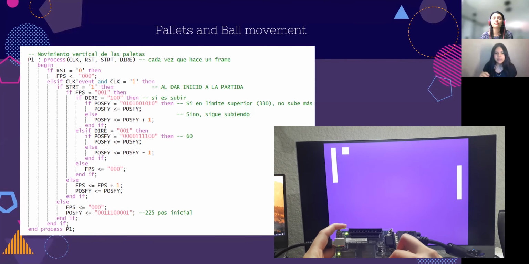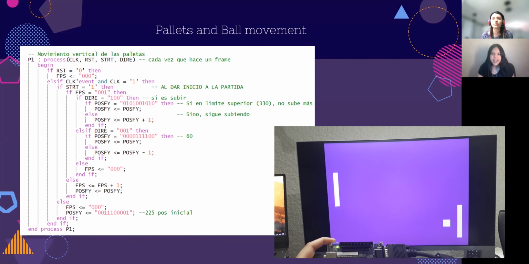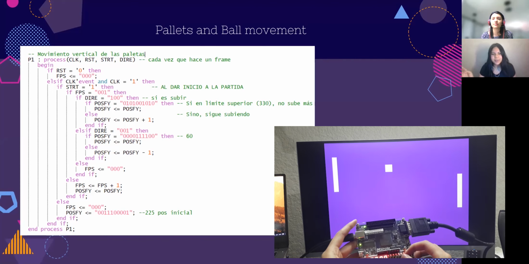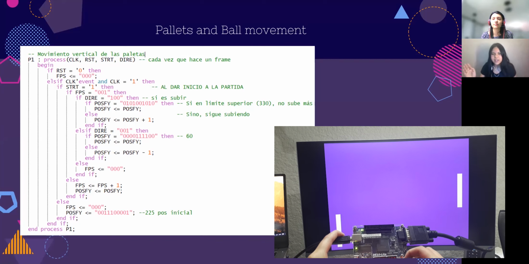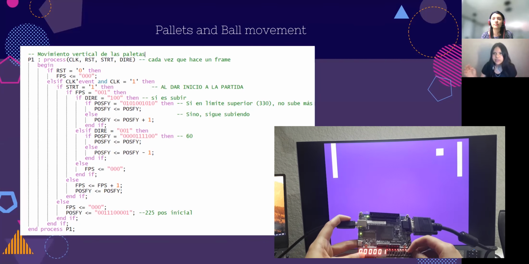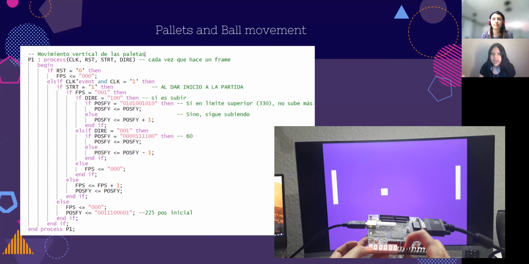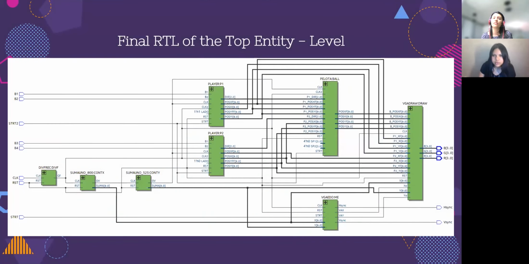Well, the paddle movement logic refreshes the frame each time it reaches the limit, or not, using the vertical coordinates because the movement is merely vertical, but the ball moves in both directions. Well, the counter increments by 1 when it hasn't reached the limit, and it decrements by 1 when it has to bounce back. And here is the final RTL diagram of the top entity level with the small components interconnected, and the only output signals are the synchronization signals and the RGB colors.